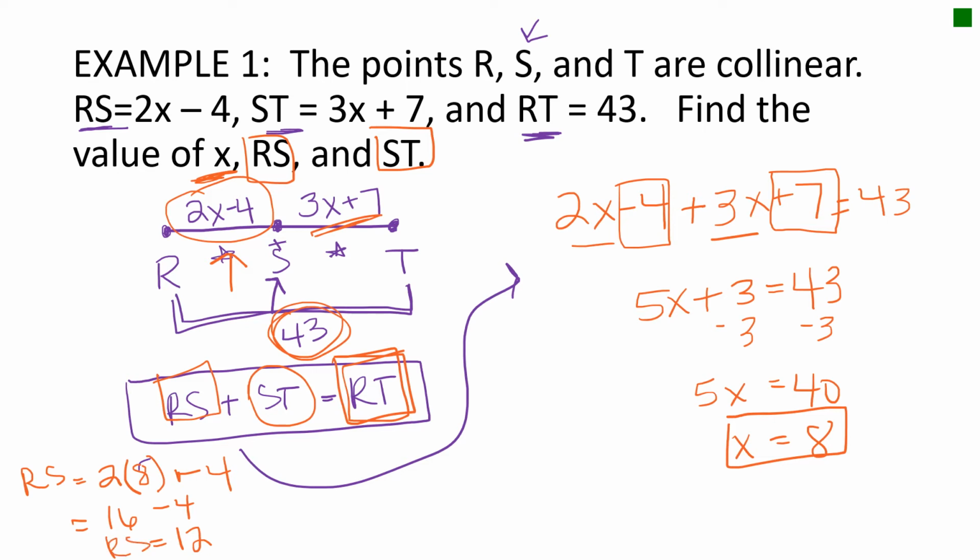Now that I know RS equals 12 and I know that RT is 43, can I figure out what this missing piece is? This is 43 and this is 12. What's ST got to be? Well, I'd take 43 minus 12 equals 31. So ST is 31, x is 8, and RS is 12. My problem is now complete.